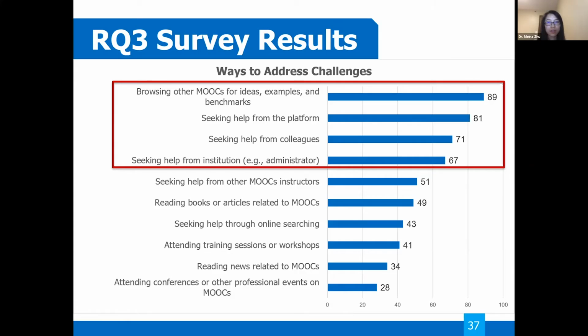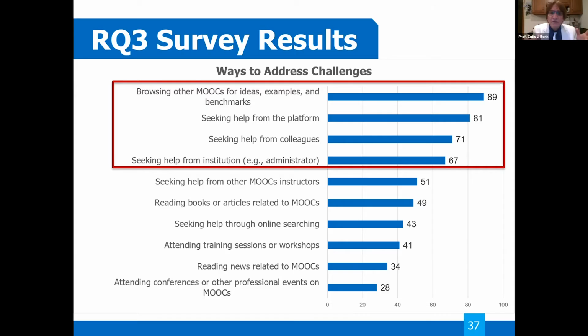So this figure shows how they addressed their challenges, as we mentioned before. However, several of them tried to address the challenges through attending conferences or reading news. So they're not doing the typical things. And we have another study that's just published in Distance Education on the professional development of MOOC instructors. And I can send that to Sanjay as well.